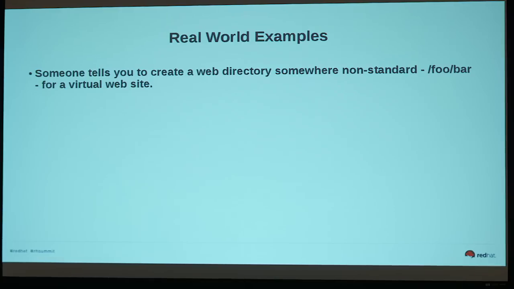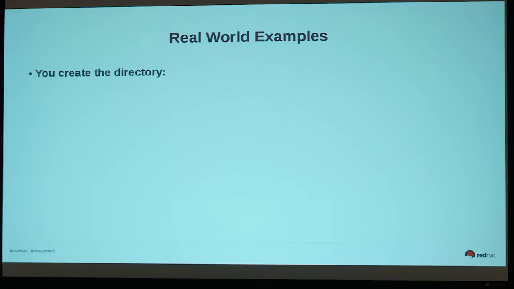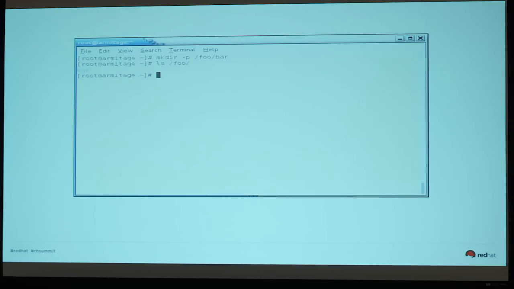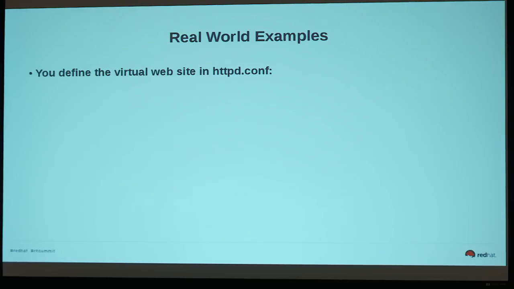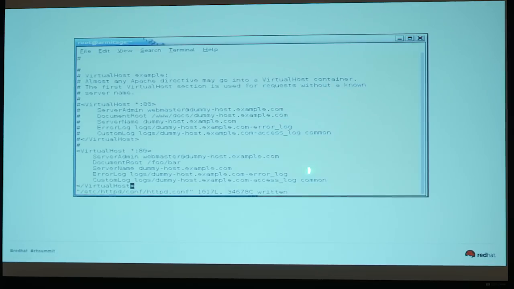So we're going to do something non-standard, is really the point here. We're going to have Apache accessing a part of the file system that it doesn't normally know about. Being the good sysadmin that you are, you create the directory. There it is, mkdir -p /foo/bar, and I see that the bar directory lives under /foo. You define the virtual site in the httpd.conf or in httpd.d/virtual site, whatever. So we've got a virtual host directive. We put it under /foo/bar.